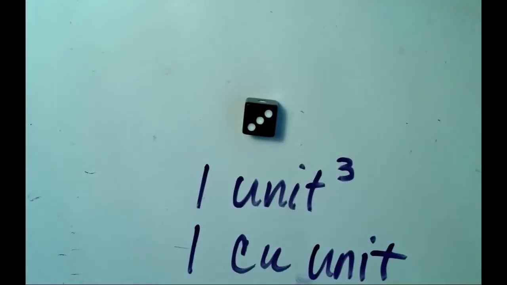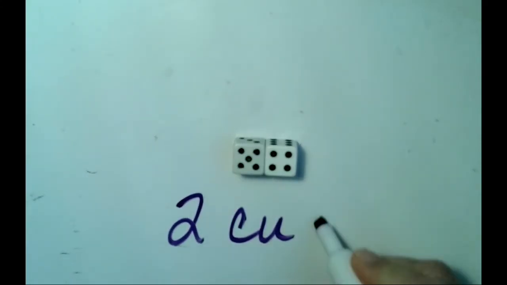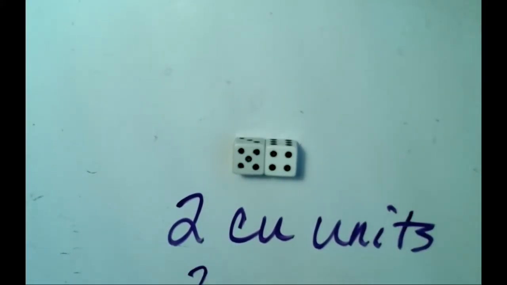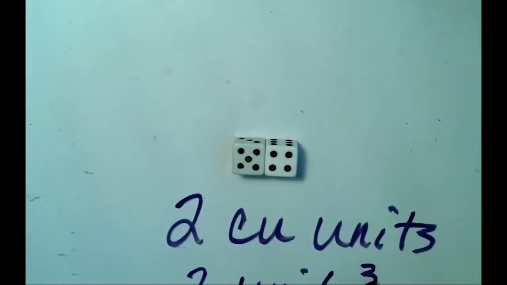So if I have one die, we could call that 1 unit cubed, by using the exponent of 3, or we could use the abbreviation CU to indicate cubic unit. So what if we put 2 of these dice together? Well, now we would have 2 cubic units, or we could say 2 units cubed. Let me move that a little so you can see it better.